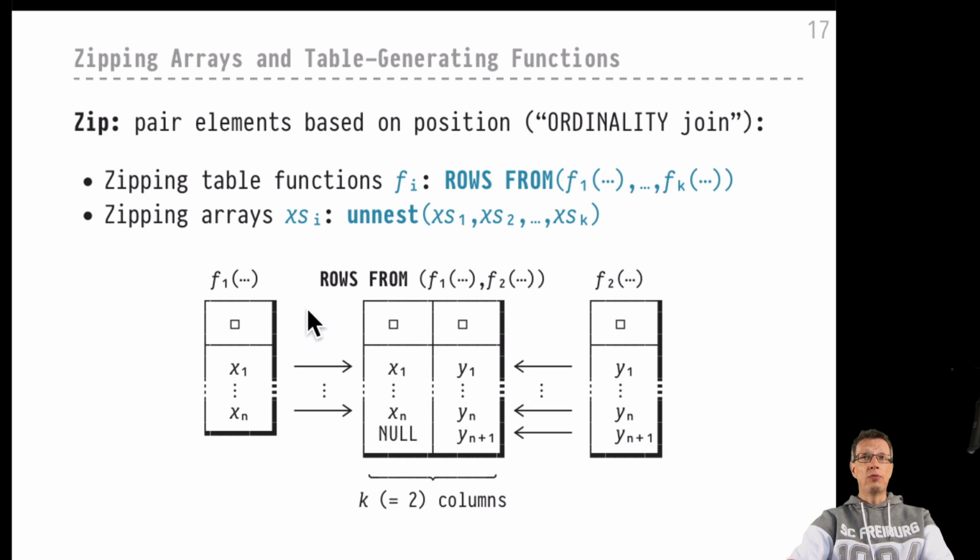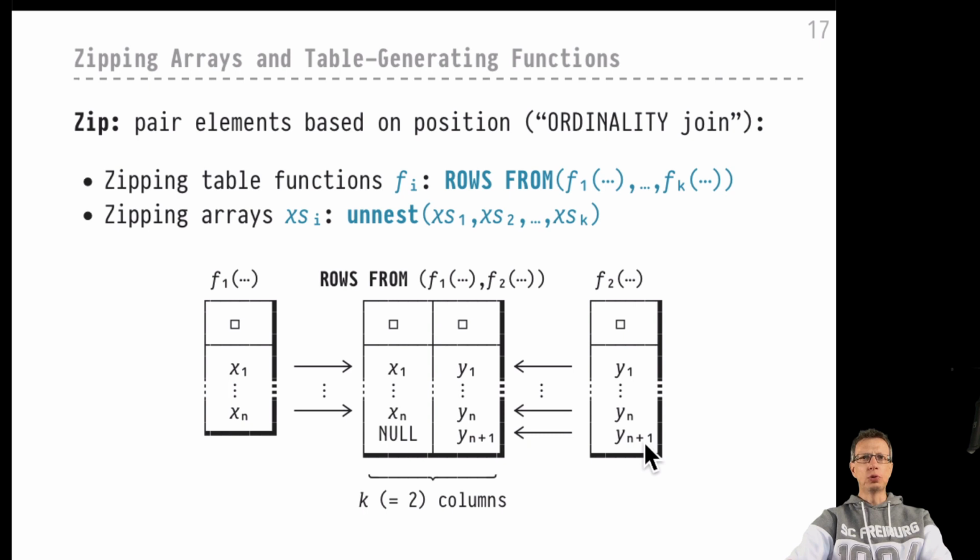So if k is 2 and we just insert 2 set returning functions in such a rows from call, then we would obtain the tabular result of f1 and the tabular result of f2. Rows from would glue these results together, would zip these results together by row position. So the first results of these set returning functions would be glued together to form a row. And the second and the nth would be glued together to form a row together.